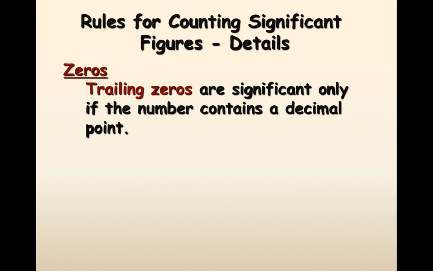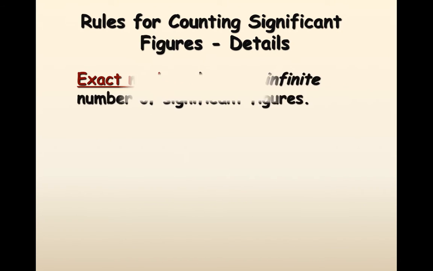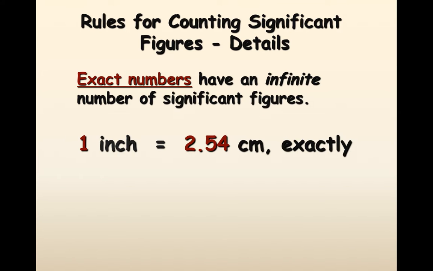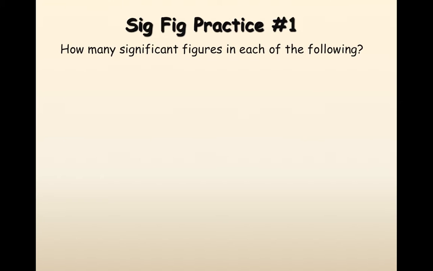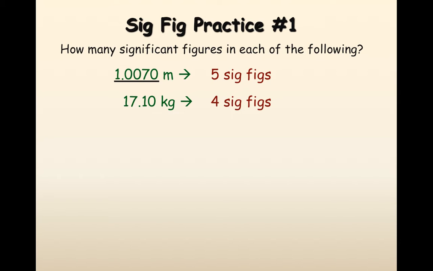Trailing zeros are significant only if they're to the right of the decimal point, so this one has 4 sig figs. These are conversion factors, so infinite sig figs in that case. If we look at that, you can try these, and hopefully you can recognize they're 5 sig figs. And hopefully you can look at that and get 4 sig figs. If you can't, you've got some work ahead of you.